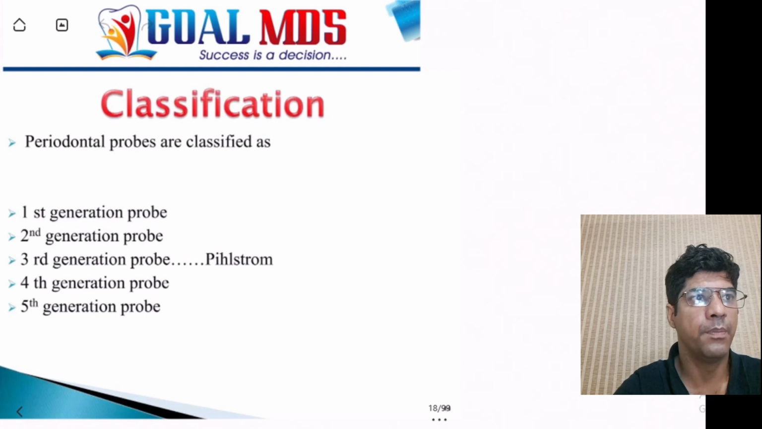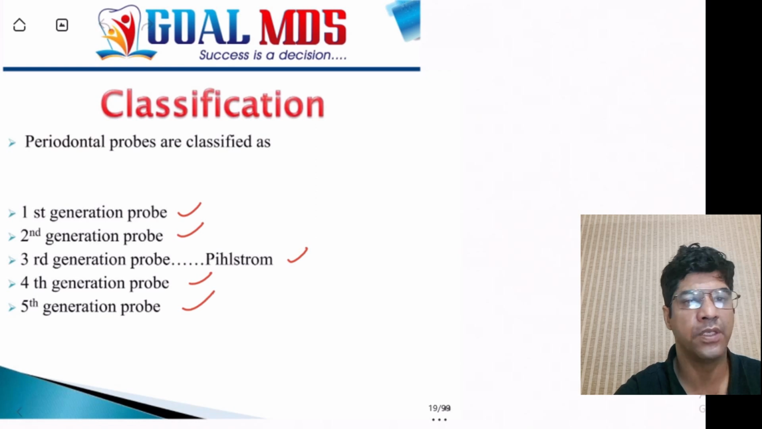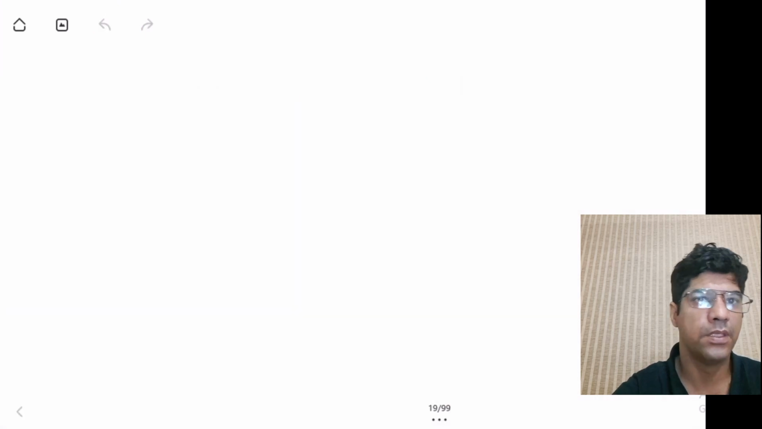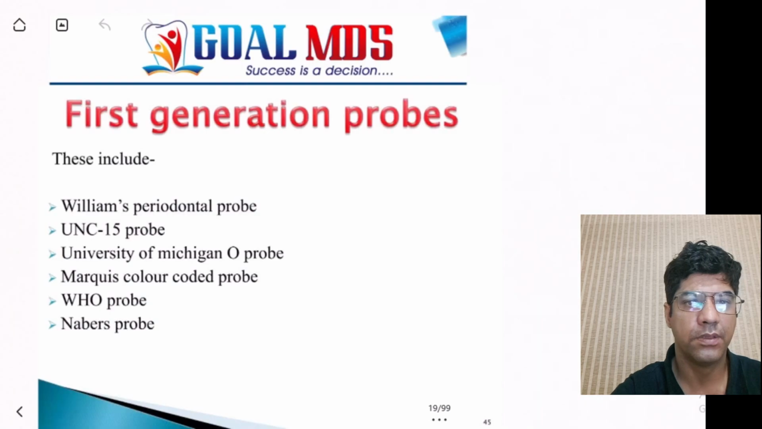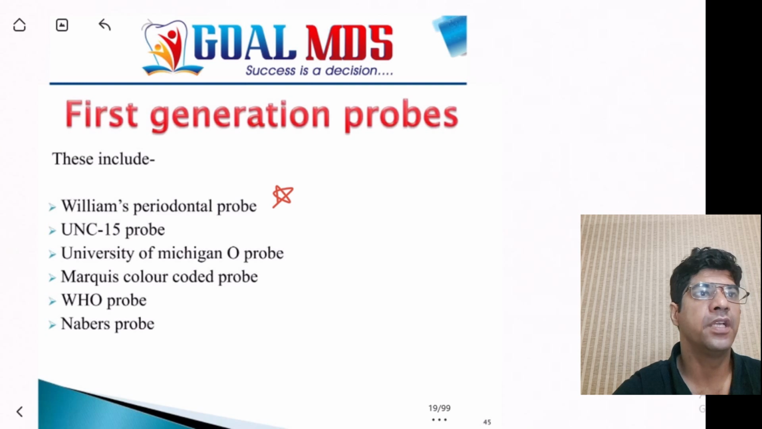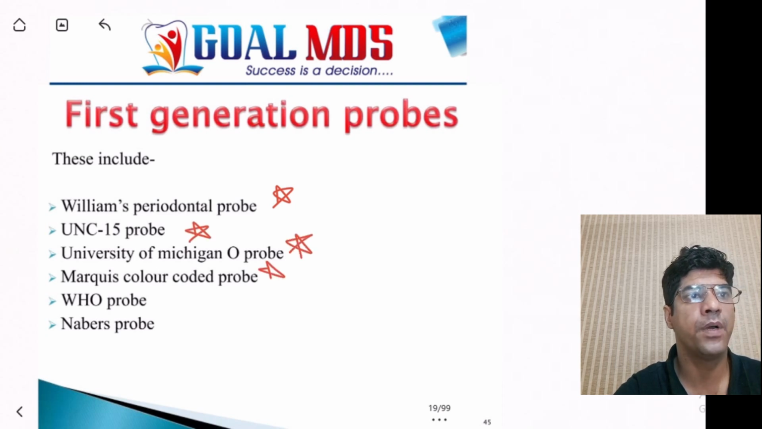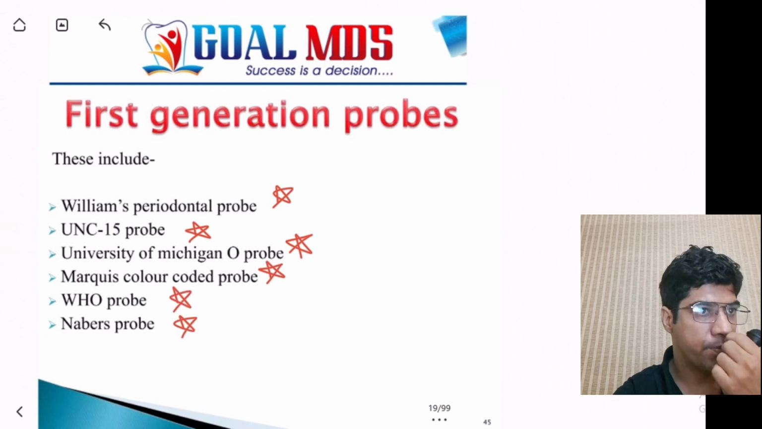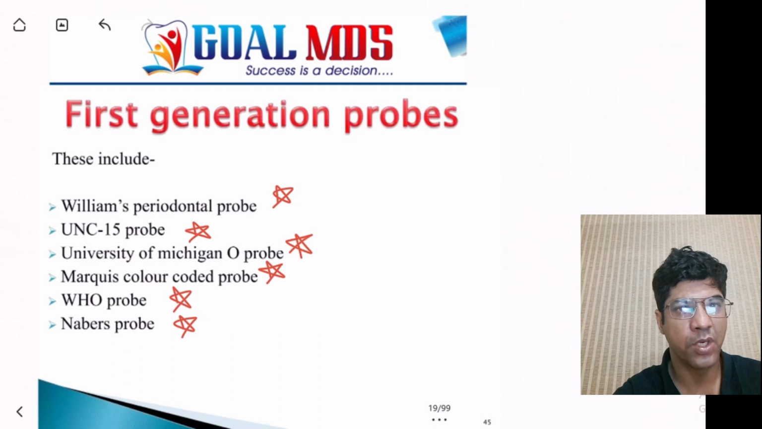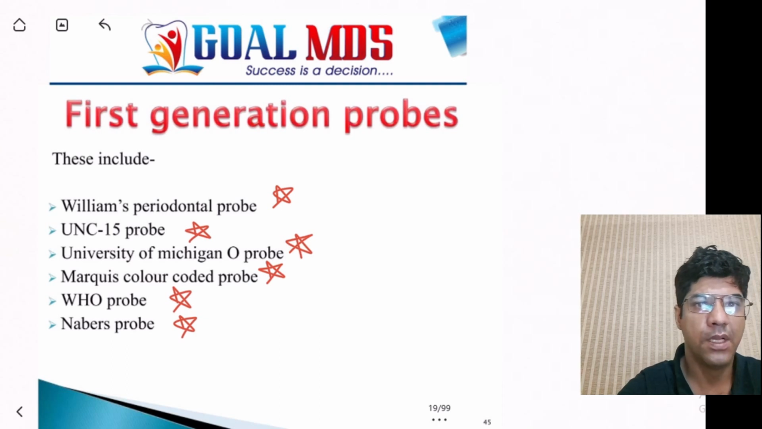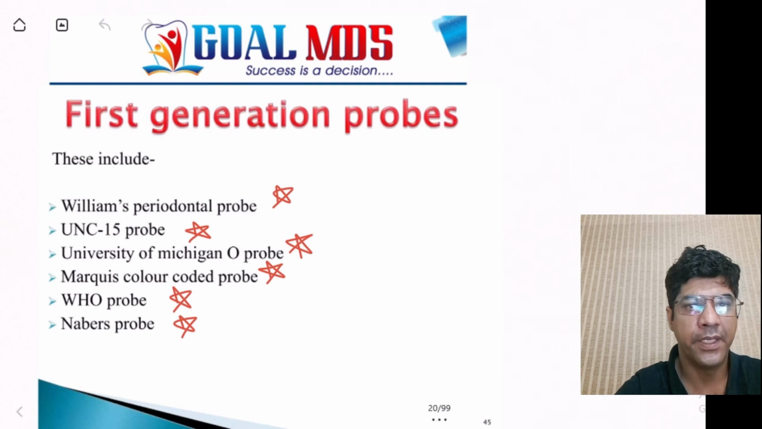Now periodontal probes, we classify them into first generation probe, second generation probe, third generation, fourth generation or the fifth generation probe. The first generation probes include the Williams periodontal probe, UNC 15 probe, University of Michigan O probe, Marquis color coded probe, WHO probe or the Nabers probe. That we will discuss one by one.